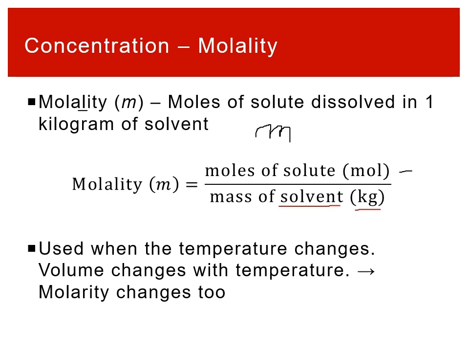If we're looking at a property that changes with temperature, we don't want to use a concentration unit to describe that property change if the concentration unit is itself changing with temperature. So we use molality in situations where the temperature is going to be changing. For freezing point depression and boiling point elevation, we are purposefully changing the temperature, and we want our concentration unit description to stay the same.